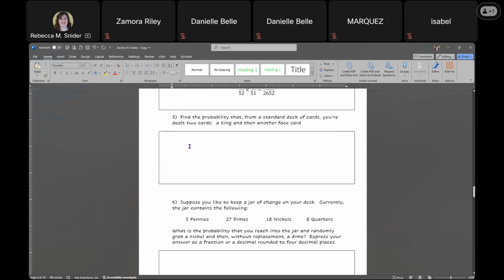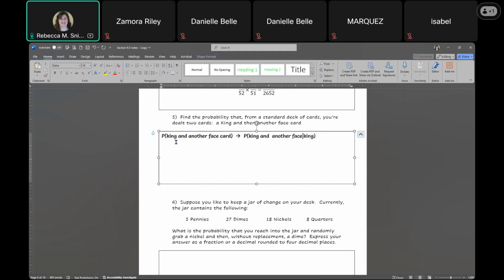Let's do another one. Find the probability that from a standard deck of cards, you're dealt two cards, a king, and then another face card. So this is the same thing as before. We are looking for the probability that we get a king and another face card. So if we think about what this means, this is a conditional probability where we first are getting a king, and then we want another face card given that we drew the king first.